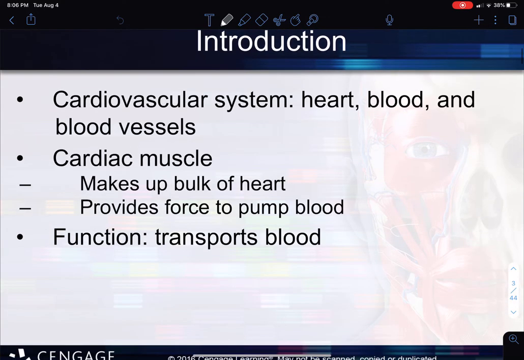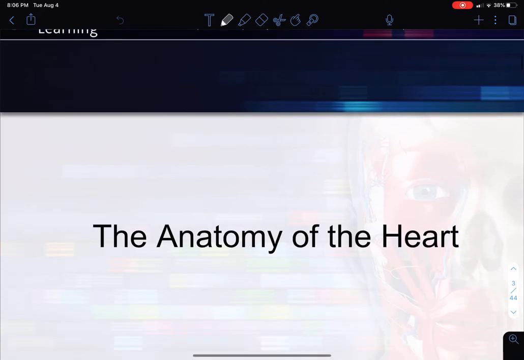So the cardiovascular system consists of the heart, blood, and blood vessels. And whenever we're talking about the heart, and we're talking about cardiac muscle, remember there's 3 different types of muscle: skeletal, smooth, and cardiac. So here we're focusing on just the cardiac muscle. That's the majority of the heart, and that's what actually helps provide that force to move blood through the heart. Once we finally move blood through the heart, then we use those blood vessels to actually get it to the tissues so that oxygen can get to the tissues and other nutrients.